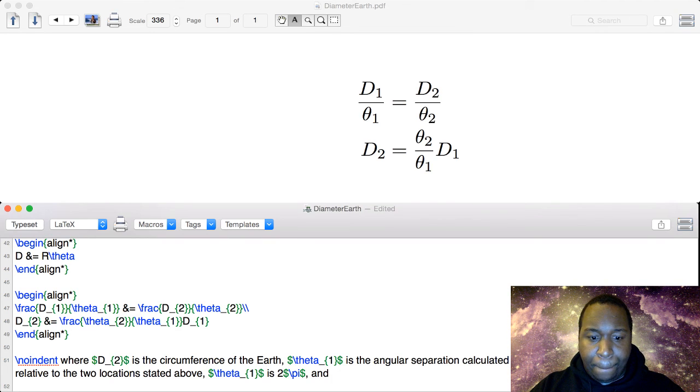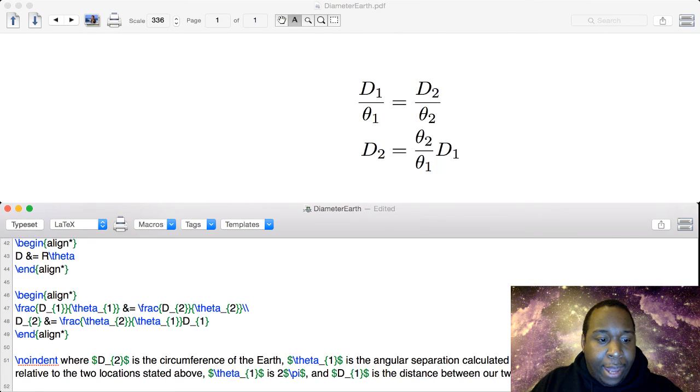And one more thing in D1. Sorry guys, all this typing is taking way too long. And D1 is the separation, or is the distance between our two locations. All right.